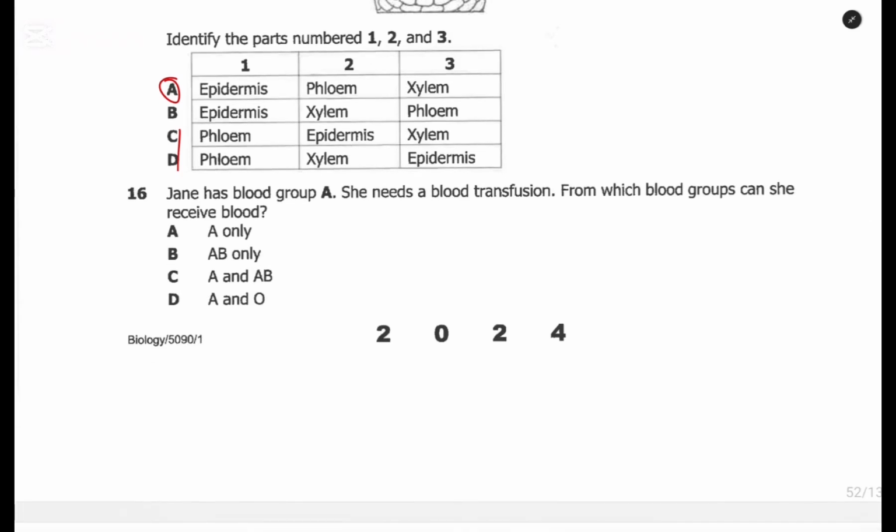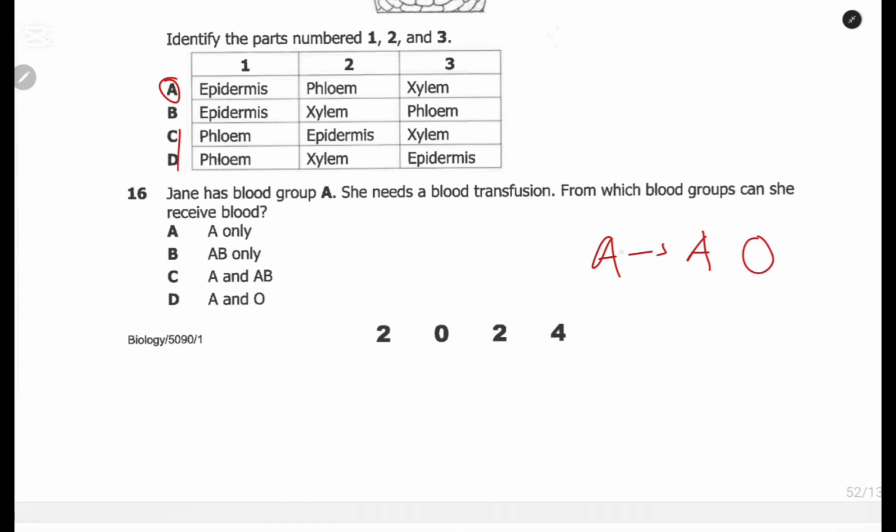Question 16. Jane had blood group A. She needs a blood transfusion. From which blood group can Jane receive, or can she receive the blood? So she has blood group A. So now blood group A can only receive blood from blood group A and O.